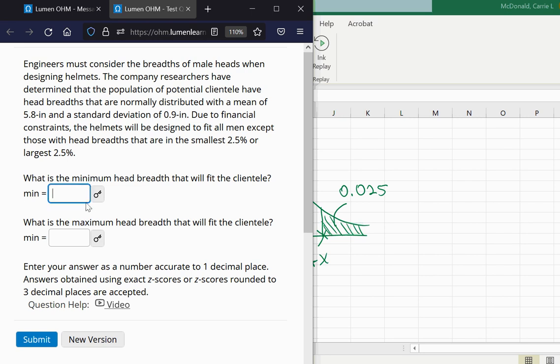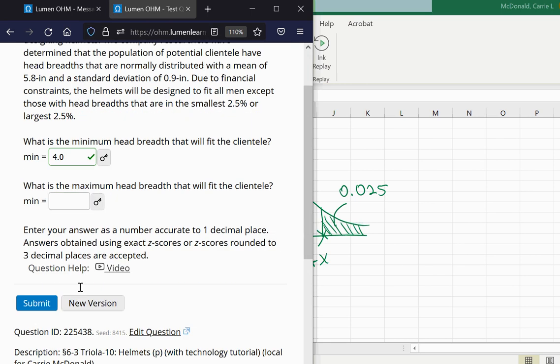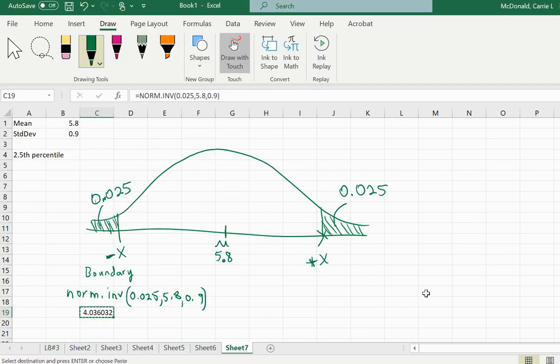Inches. Okay, so that's the minimum head breadth that will fit the clientele. And it says round it to 1 decimal place. So when we round to 1 decimal place, you can see that the 3 to the right of the 0 is not going to have us round up, so that's how it becomes 4. Okay, now for the maximum.